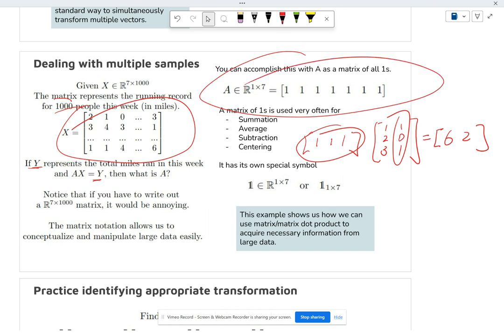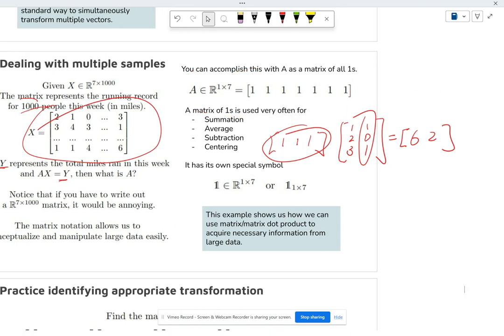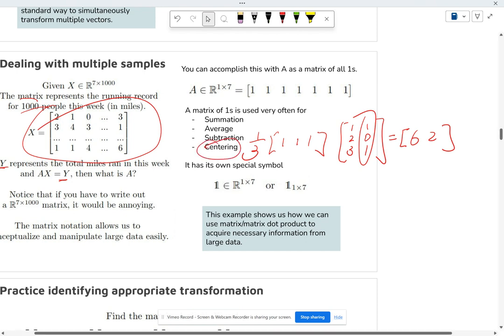And with the summation, of course, it's also subtraction, right? You can put a negative, or you can do averaging, like 1 over n. So 1 over 3 here, that will give you the average. Later on, I'll show you centering as well. So from this idea, a lot of things could happen.